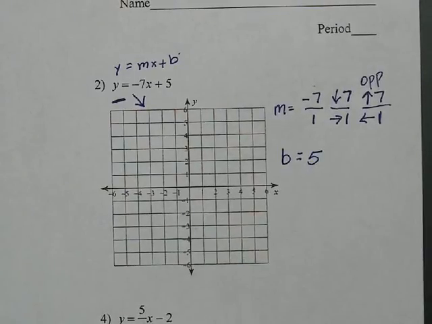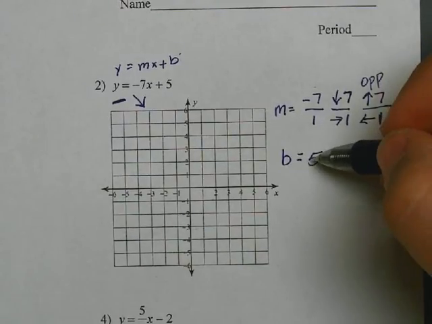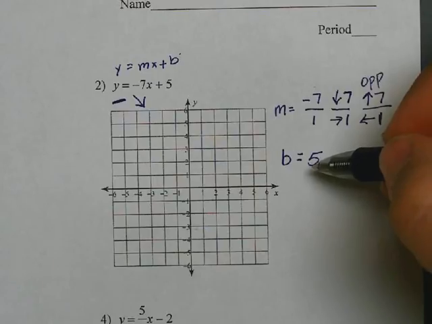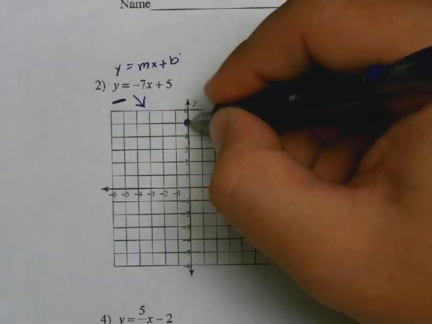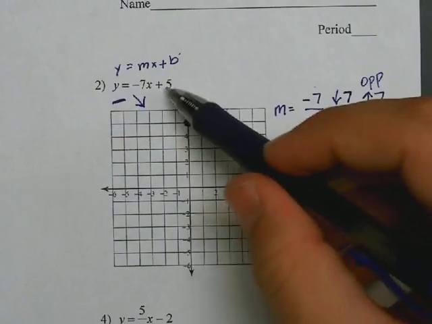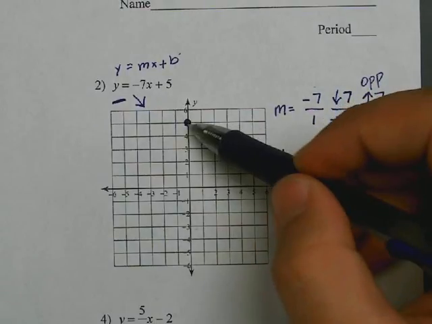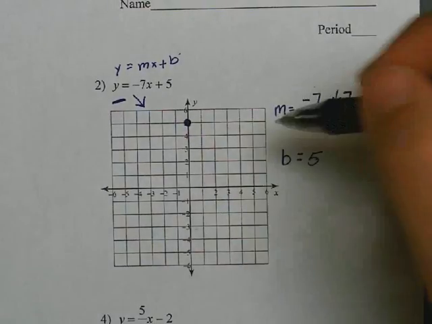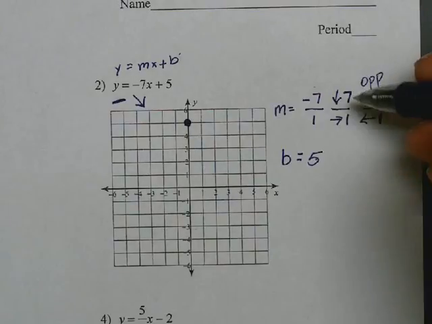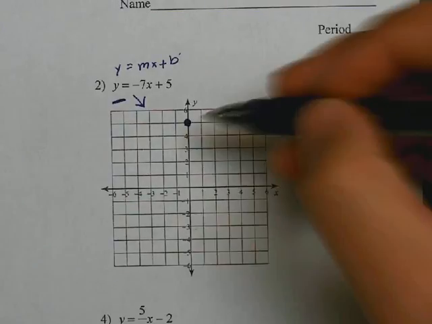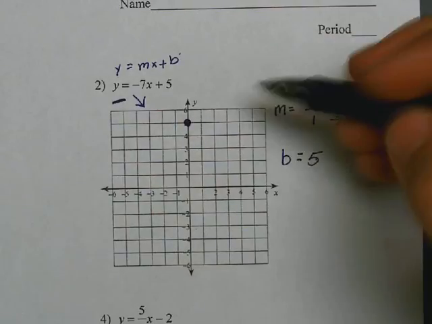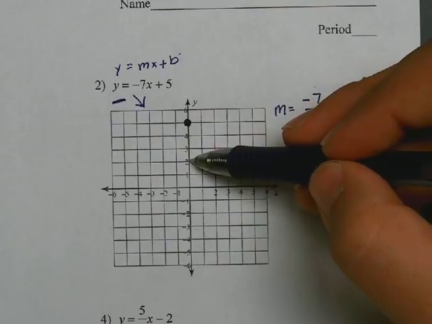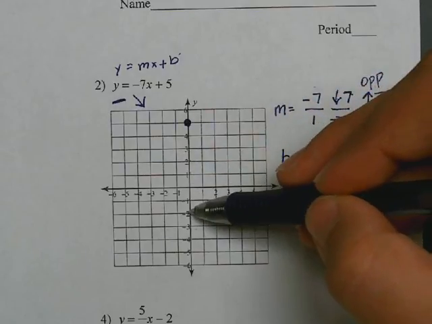Then the sixth step is to plot the y-intercept and follow the slope directions. The y-intercept is 5, so you put a point right here at positive 5. Why is it positive 5? Because it's plus 5 in the equation, and on the y-axis this is positive 5. Then let's follow our slope: down 7, right 1. From this point I go down 7, 1, 2, 3, 4, 5, 6, 7, and go right 1.